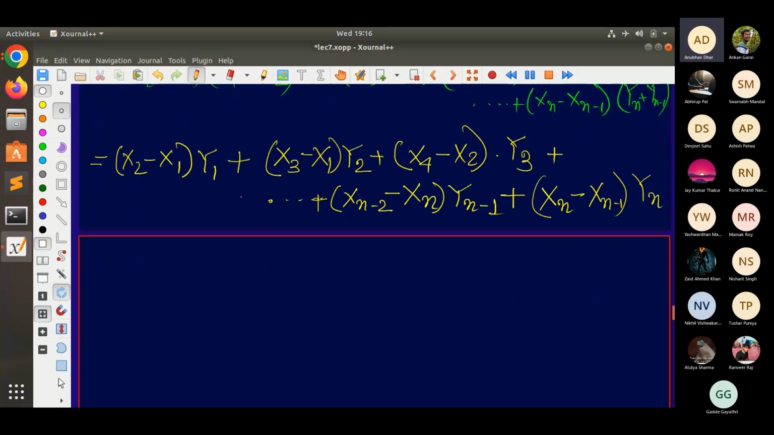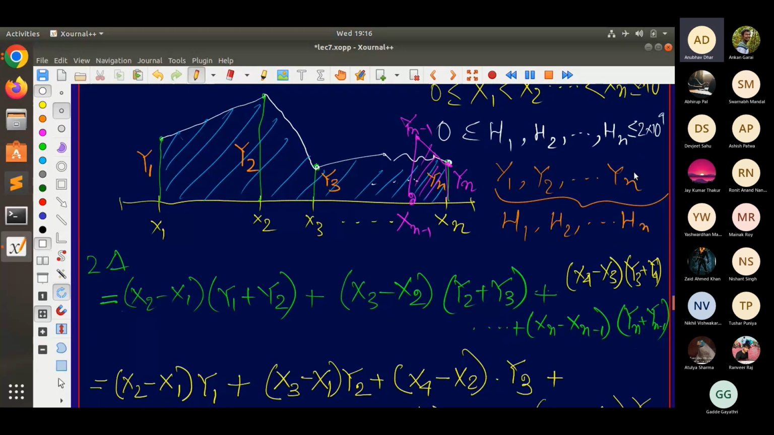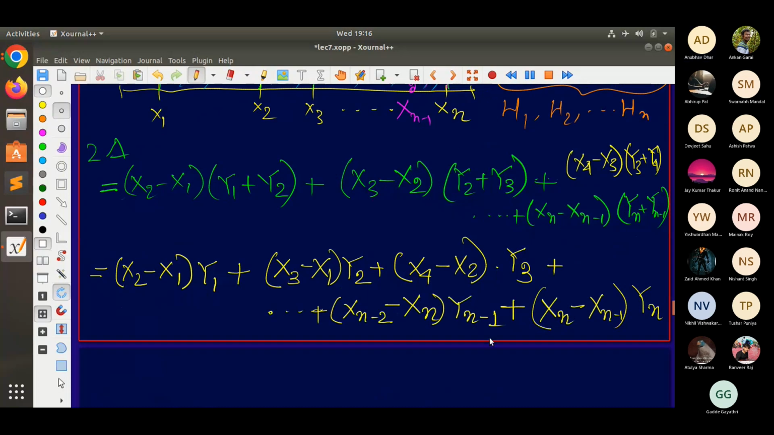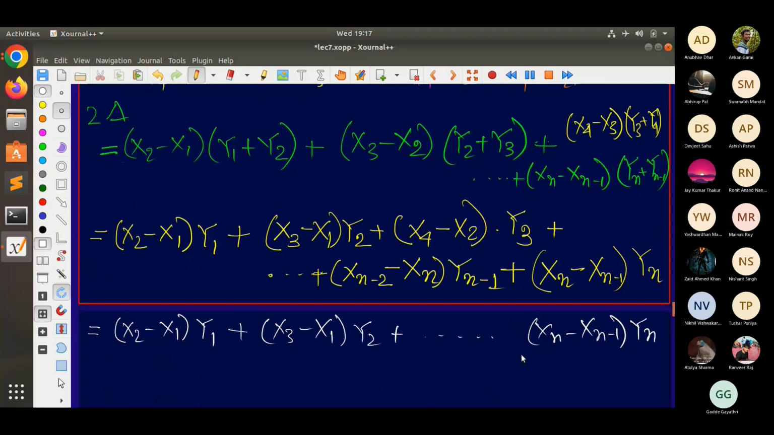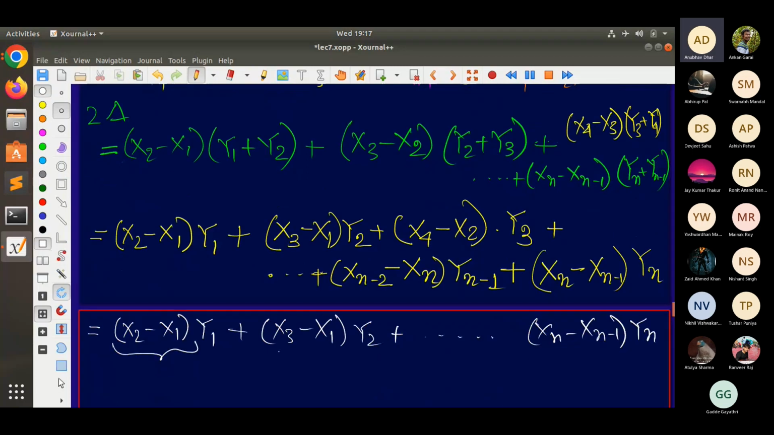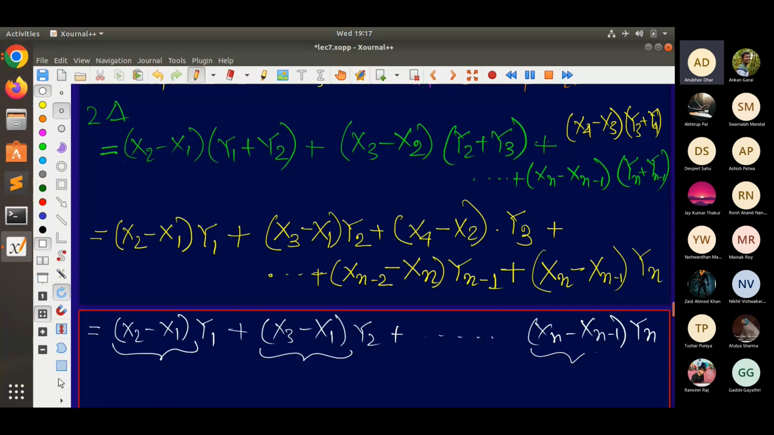Okay, now you remember this thing, I assume. So y1, y2, up to yn is a permutation of h, the array h. So basically x2 minus x1 is y1 plus x3 minus x1 times y2 plus whatever this is. So this is basically a dot product of some other sequence with a permutation of hi. Right.